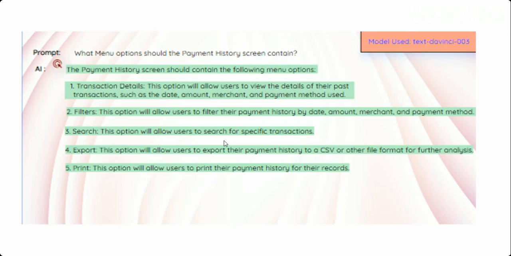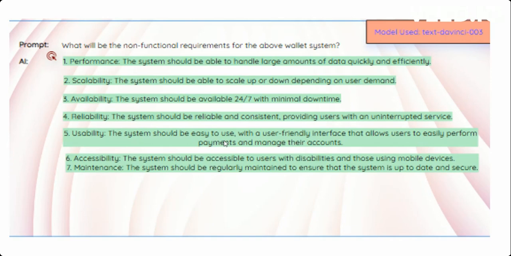So these are the basic menu options a user should have in their screens. And next, the non-functional requirements for the above wallet system. So what are the non-functional requirements we have to think about for creating this basic system? Performance we have to handle, and then scalability, availability, reliability, and usability and accessibility. These are the things you should look at non-functionally, and the requirements we call them.